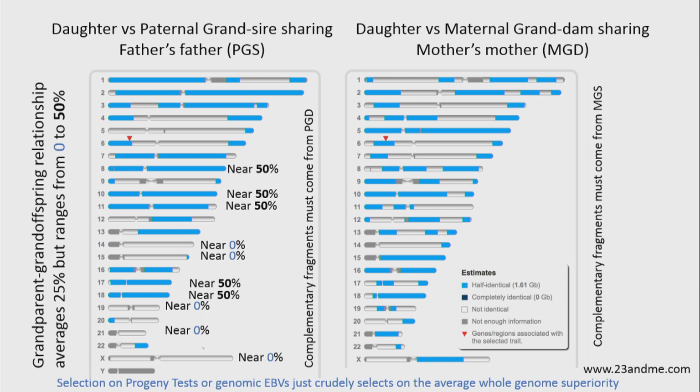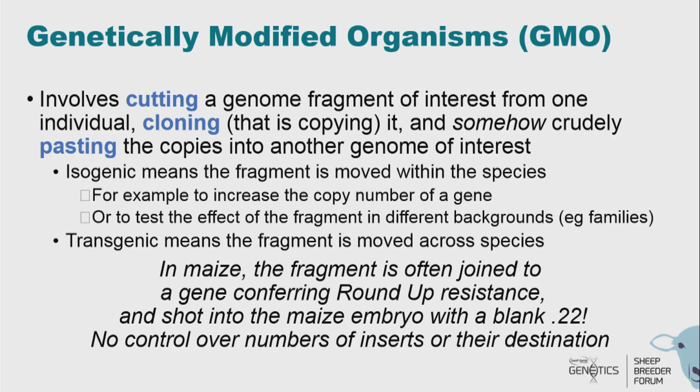Okay, so selection on progeny test or genomic EBVs is very, very crude because we're just ranking them on the whole merit over that whole chromosome or over the whole genome. And what we'd really like to be able to do is just pick out the good bits and very quickly put them together in an offspring.